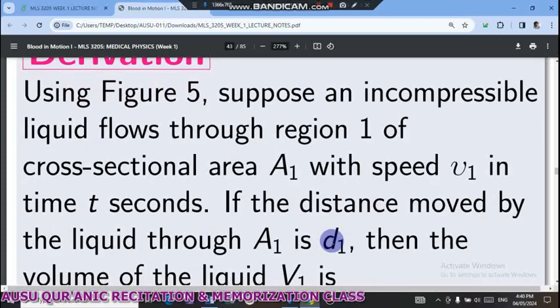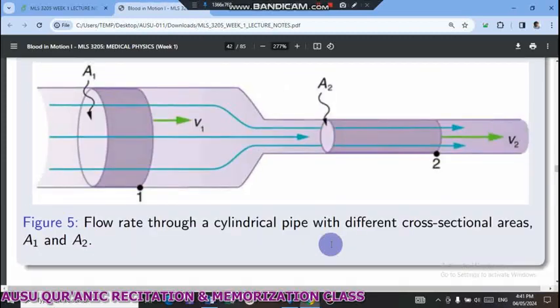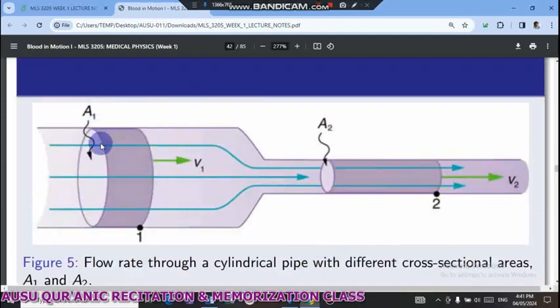If the distance moved by the liquid through A1 is d1. Again, the distance moved, let's go back there. The motion started here and it ended here. So if we call the distance from here to here d1, and the time taken to produce this distance is t.